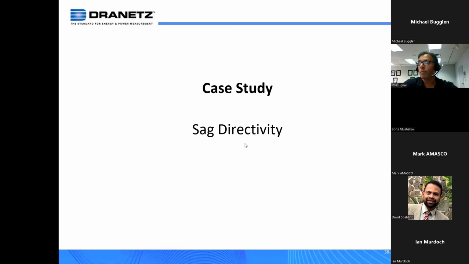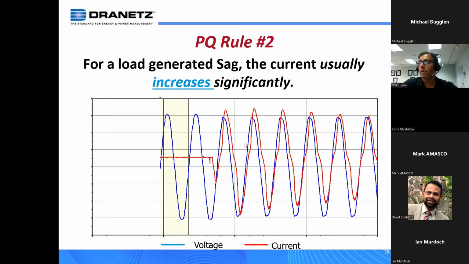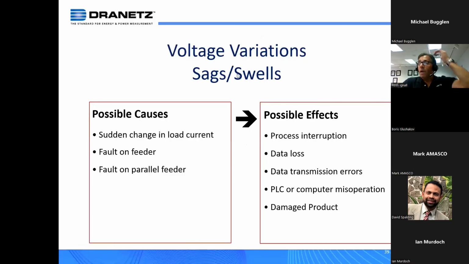And hopefully that's shared properly, and we'll just skip through those because we just did those live. So what's the voltage variation, sags and swells, and what are the causes and effects? As you can tell by the directivity, what's a possible cause? Sudden change in load current. Obviously, something's turning on, something's turning off. That can be very important to this type of application here.